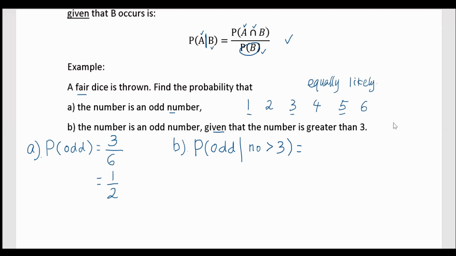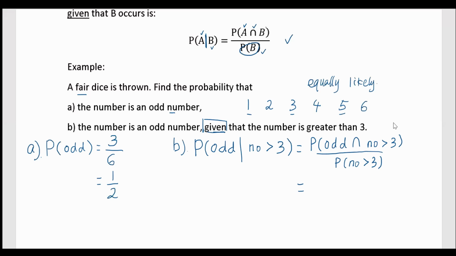That means, according to the formula that we have, we are looking at the probability of getting an odd number intersect with the number being greater than 3, divided by the probability of getting a number that is greater than 3. So that is how we calculate the conditional probability, right? The keyword here is given.